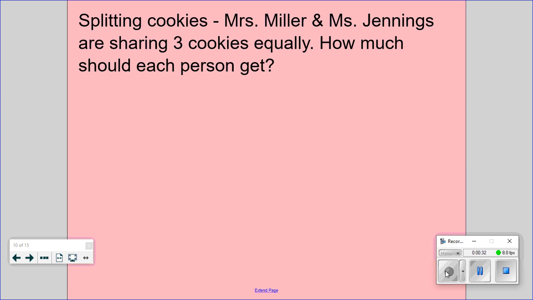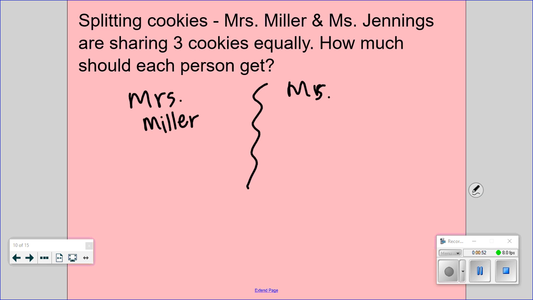All right, how are we going to solve this problem? Go ahead, Harper. What is your solution? So you would get 1 whole cookie, Miss Jennings would get 1 whole cookie. All right, so hang on. I'm going to have Miss Miller on this side, and I'm going to split it in half. And then here is Miss Jennings on this side. You probably already have 2 separate piles. We just want to label them. We got Miss Miller and Miss Jennings.